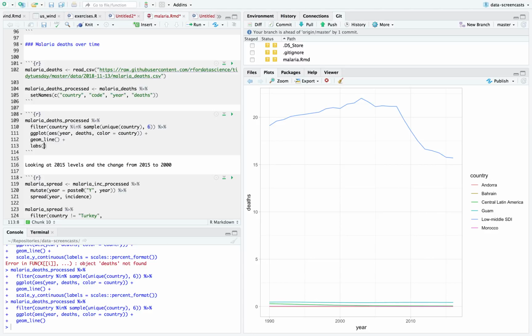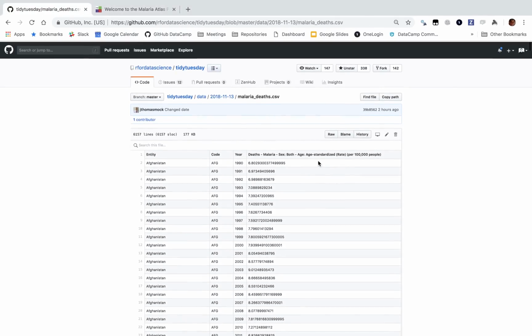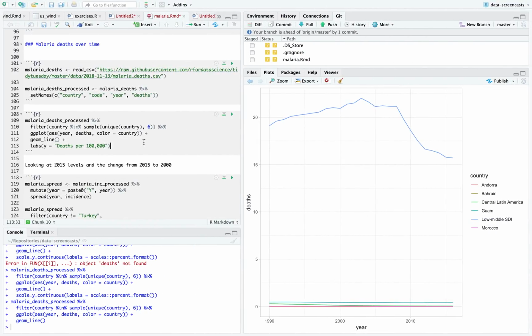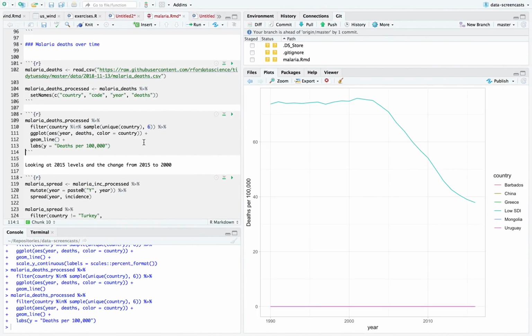And if I were making a graph, I would always say y is deaths per 100,000. Is that 100,000 population or 100,000 vulnerable? Age standardized. I'm not sure what that means. But I'm going to guess it means out of 100,000 people. So we see some countries. This is not a country, this is a category.